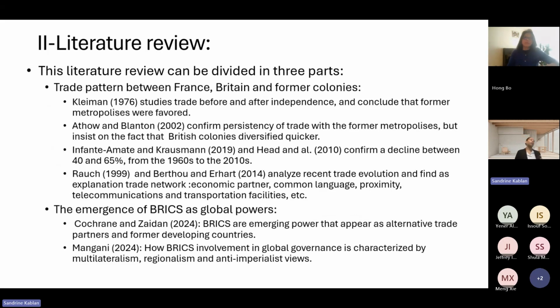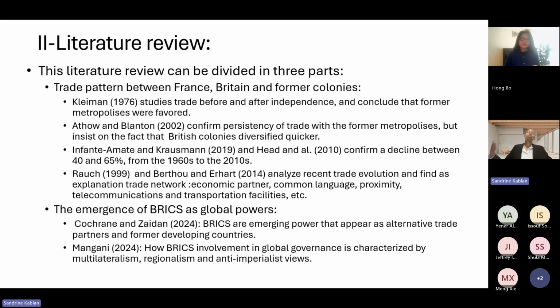So to answer our research question, we first look at the literature. We are going to organize the literature into 3 parts. The first part of the literature is devoted to trade pattern between France, Great Britain, and former colonies. There have been many papers on trade patterns between those former metropolises and former colonies.